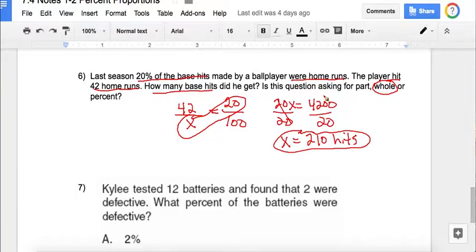Now, let's see if this is reasonable. So 42 compared to 210 is not that much. And so our percent is 20%. So is it reasonable to think that 42 out of 210 would be about 20%? And the answer is yes, it is reasonable to think that.